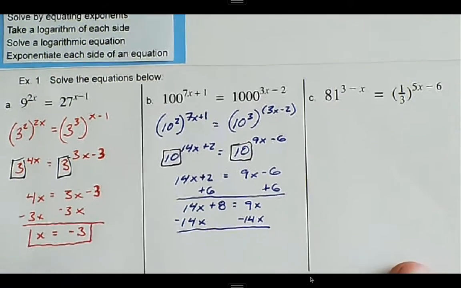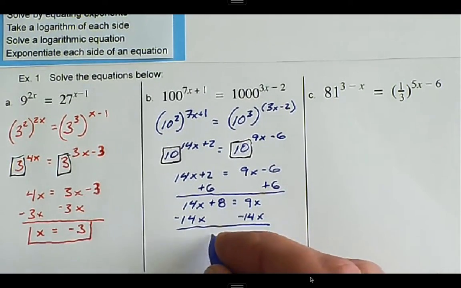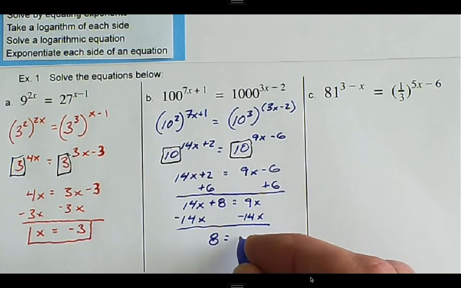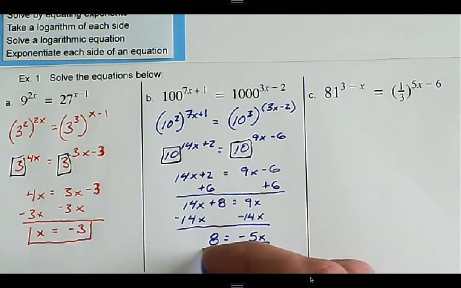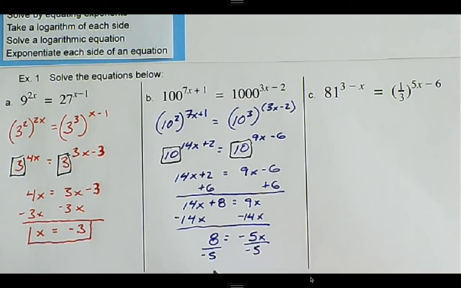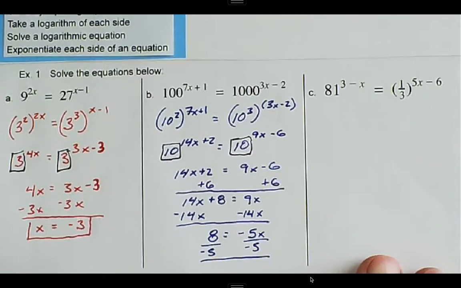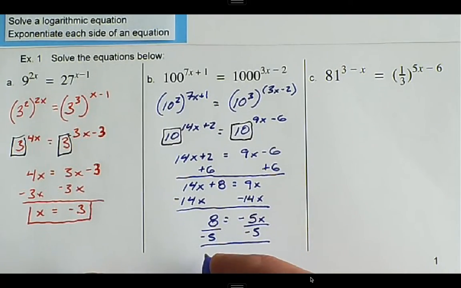And then we get 8 is equal to negative 5x, and we can divide by negative 5. And then we get negative 8 over 5 is equal to x.